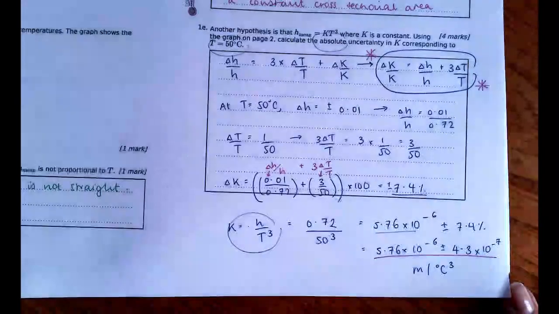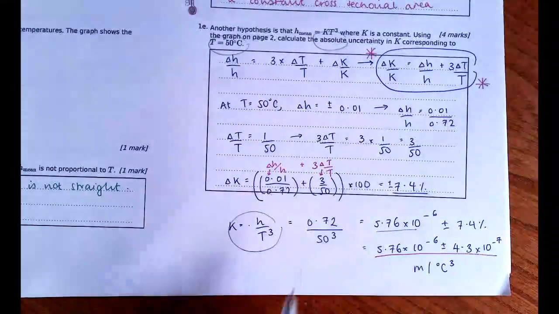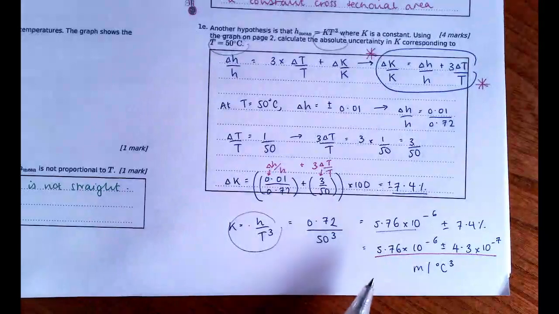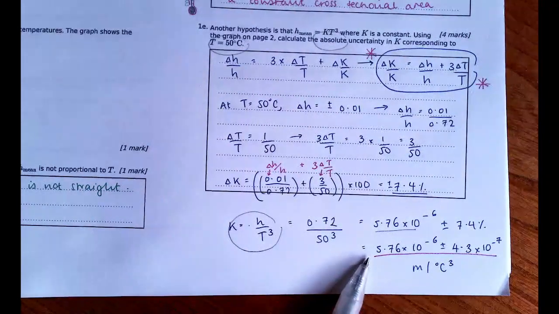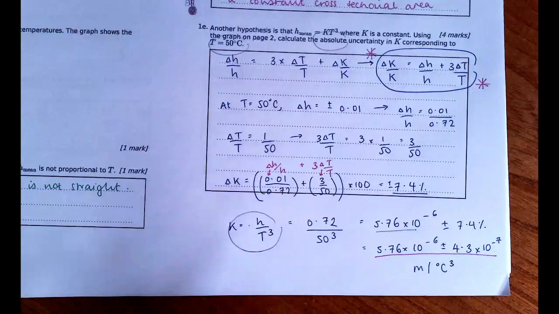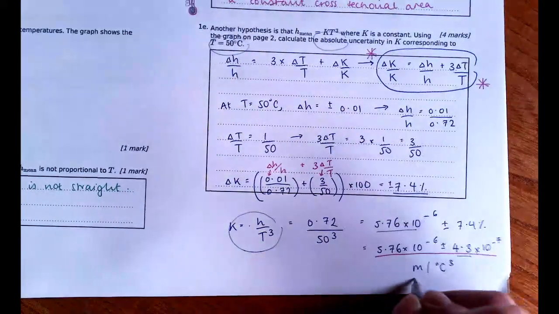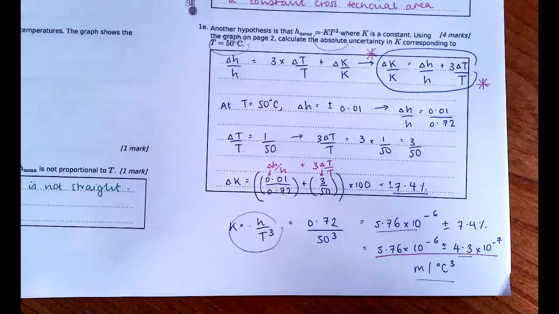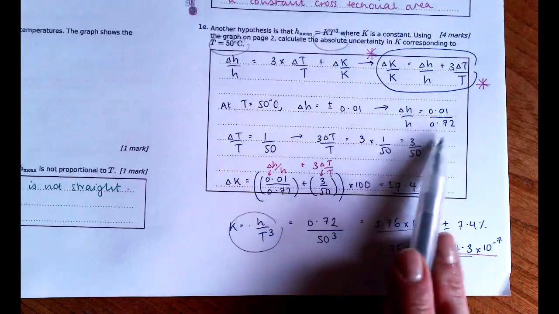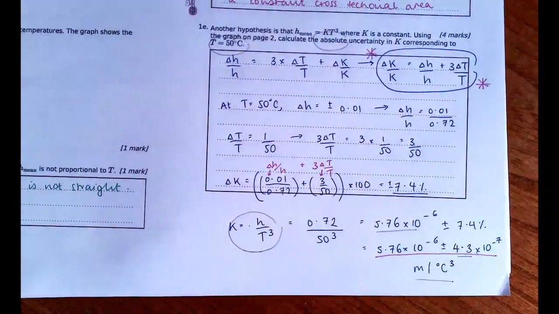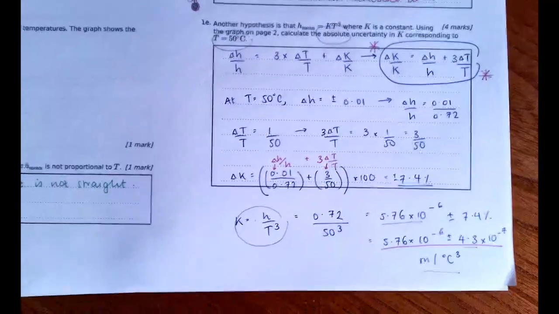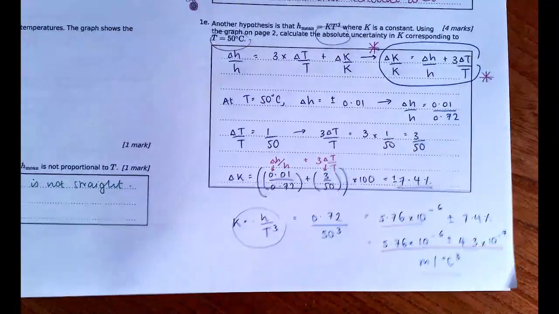But remember that it asks for the absolute uncertainty. So I then have to find that 7.4% of my K value. And this is what you should end up with. And they are also giving a mark for having the correct number of significant figures and a unit. Now, because your H values were given to 2 significant figures, I think that's our smallest, we gave it to 2 significant figures. And then that's meters per degree Celsius cubed for your unit.